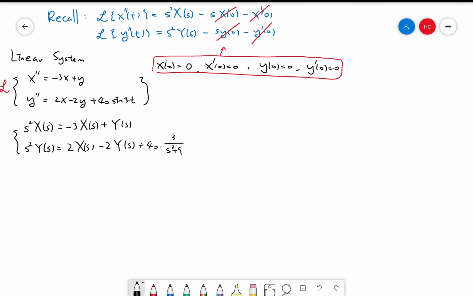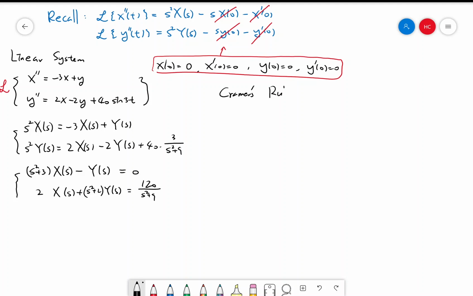Moving terms around, we get (s squared plus 3) times X minus Y equals 0, and 2 times X plus (s squared plus 2) times Y equals 120 over s squared plus 9. So this is the linear system of two equations. We can use Cramer's rule to solve for X and Y. Let's solve for X first. X is equal to the quotient of two determinants. The denominator is the determinant of the coefficients.